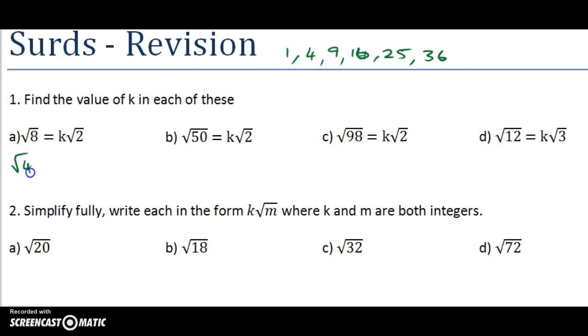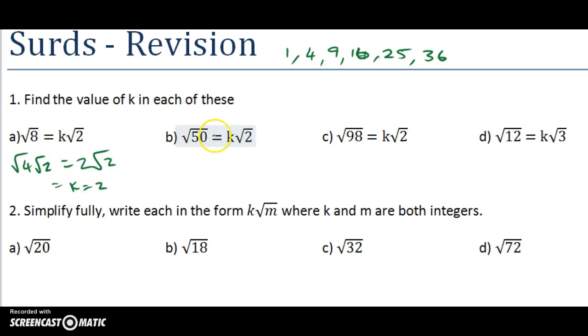So factors of 8 that are square number. So we've got the square root of 4 times the square root of 2. When we find the square root of 4, we get 2. We can't find the square root of 2. The square root of 2 is a surd. This means that k is 2.